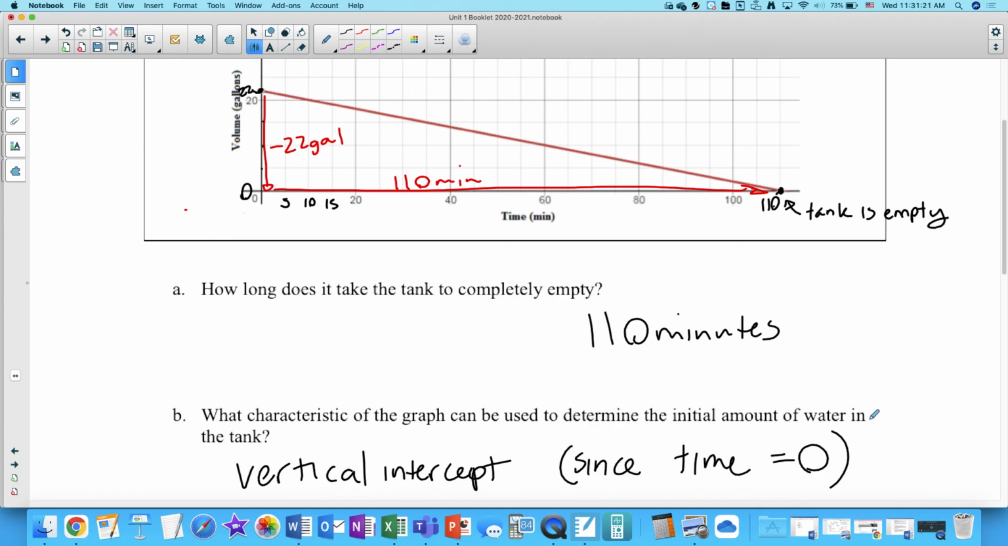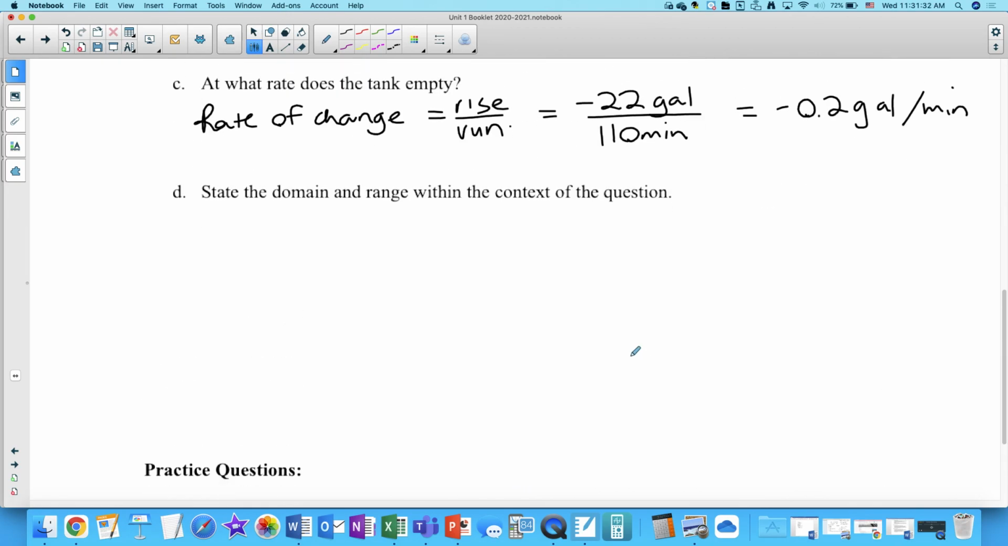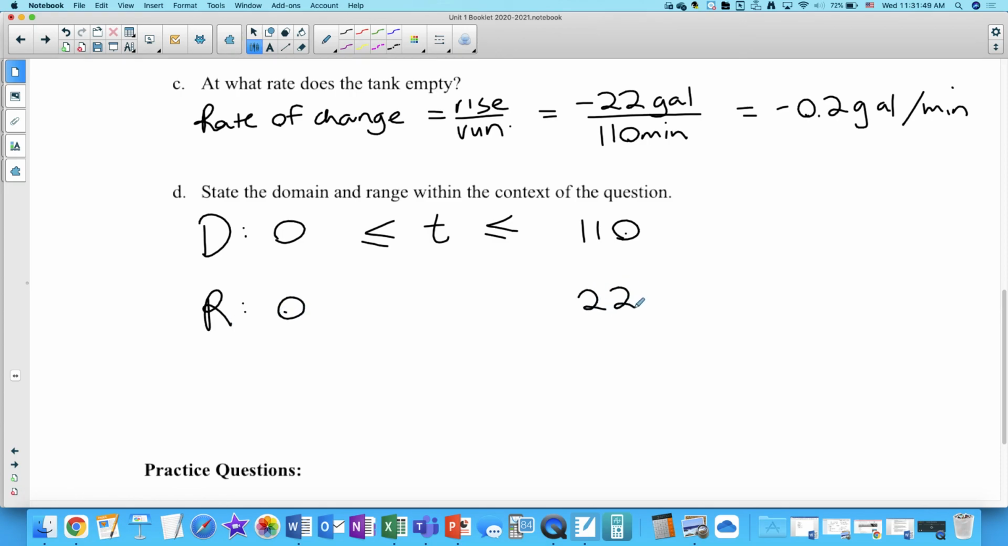And what about the volume? What's the minimum volume? What's the maximum volume? 0 to 22, and that is the domain and range. So the domain is minimum 0, maximum 110. We're looking at time. And the range, minimum is 0, maximum is 22. The variable here is volume. And there we go.